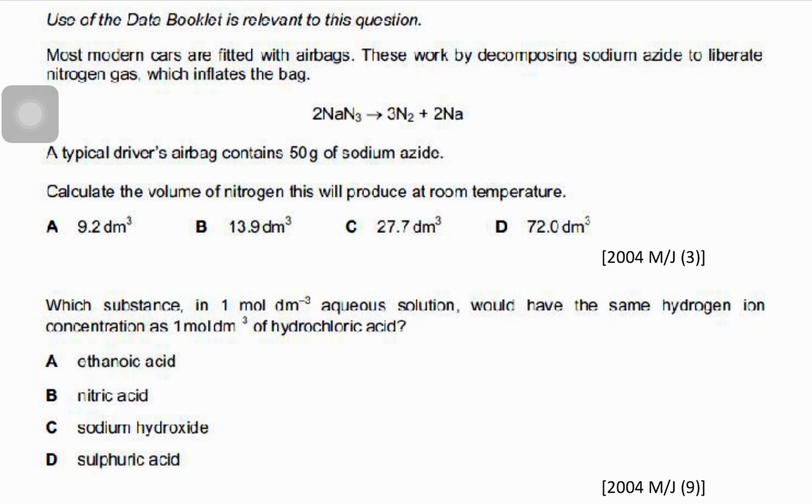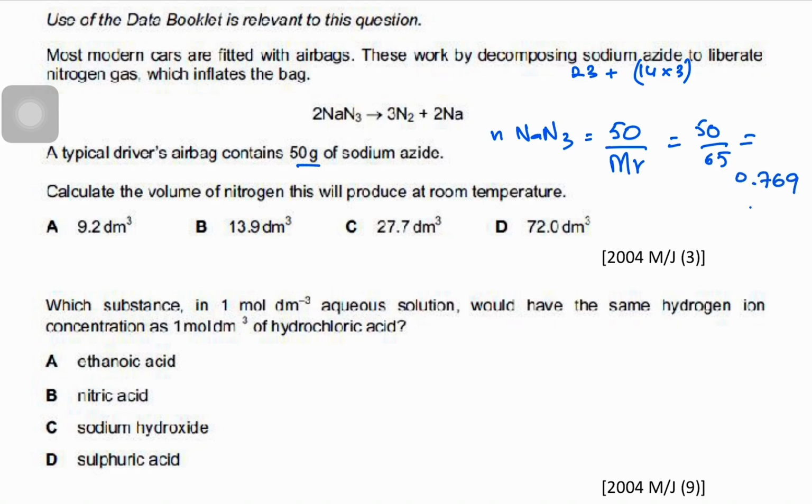So what happens is you have the mass of sodium azide. So mole of sodium azide is equal to 50 gram divided by the molecular mass. Molecular mass is going to be 23 plus 14 times 3. So 14 times 3 plus 23, 65. And when you divide it by 65, the moles turn out to be 0.769. So 0.769 is the mole.